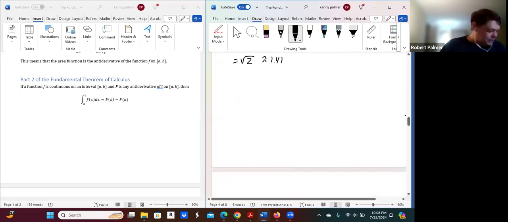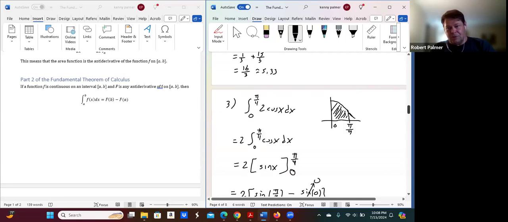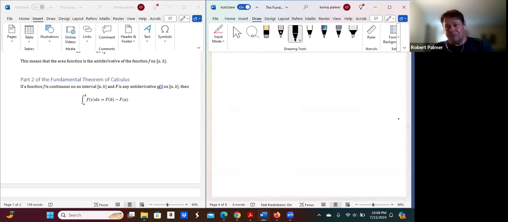All right. Now let's take a look at a few other ones. And let me see which one I want to do next. Okay. So I'm going to start a new page again. So that was number 3. This is number 4.